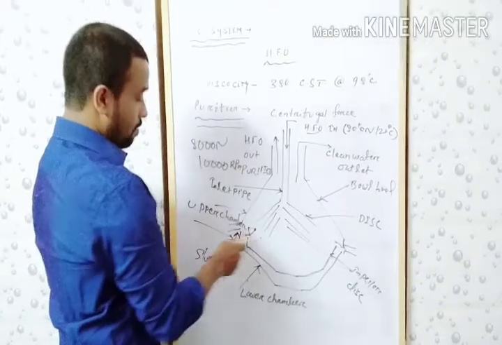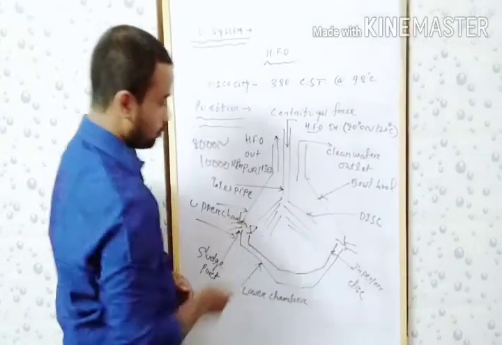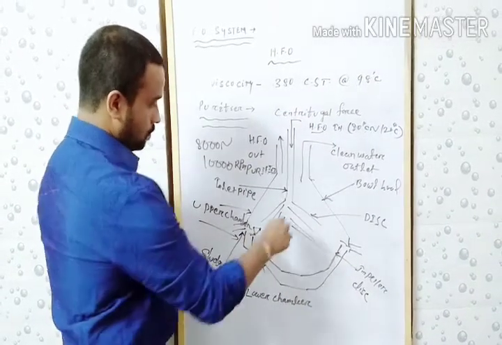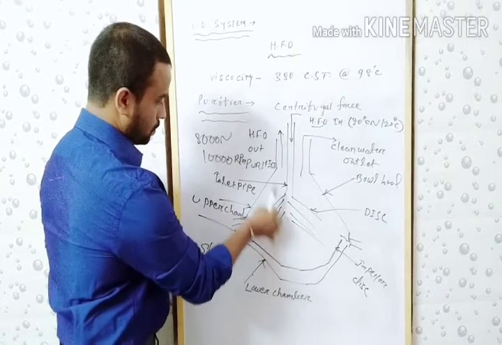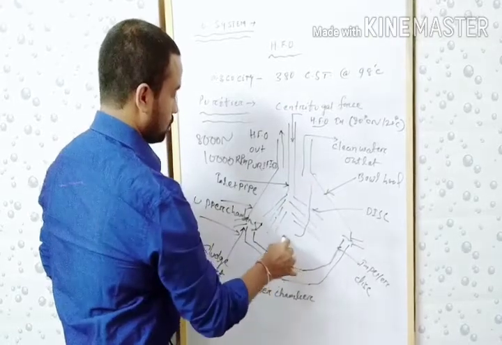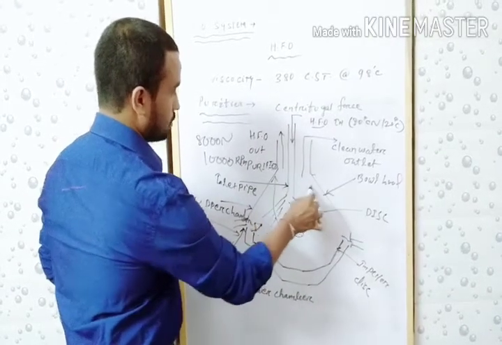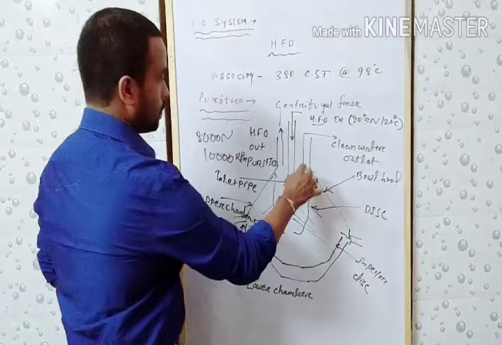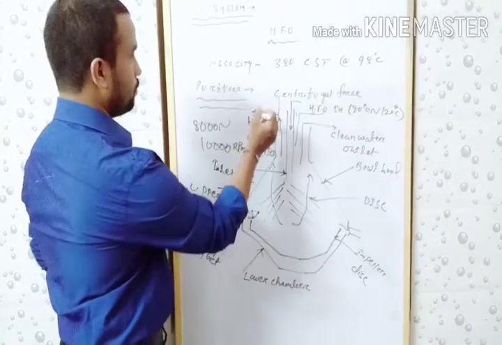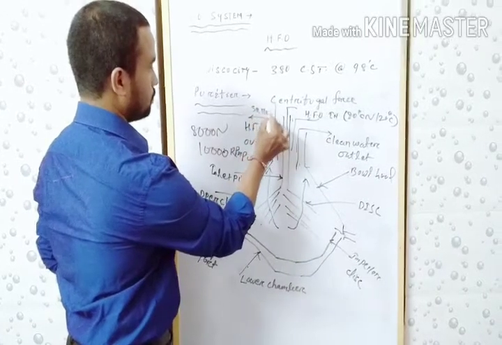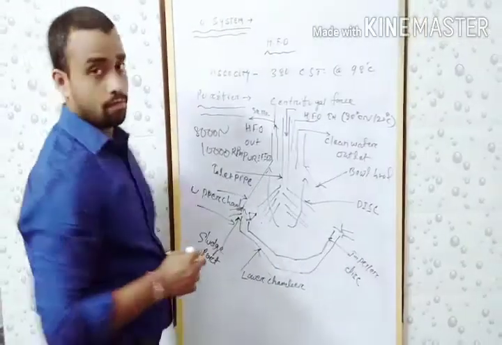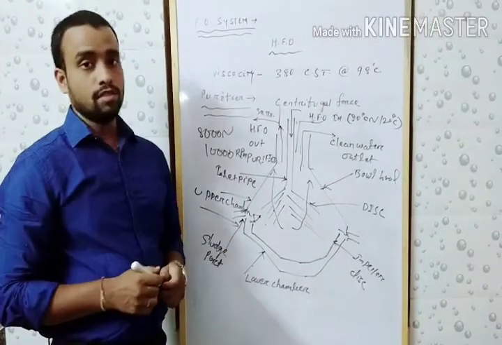The heavy particles are deposited here, at these two ports, and the clean oil goes right through here. This clean oil goes to this portion, and then goes to the service tank. So this is the basic purification process of the fuel system for merchant ships.